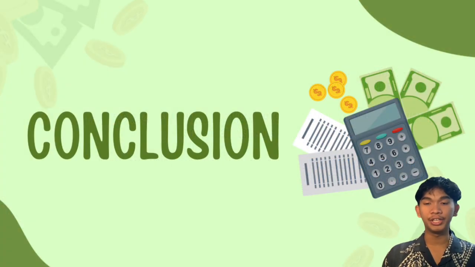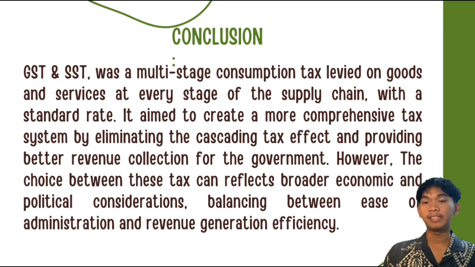So for the conclusion, GST is a multi-stage consumption tax levied on goods and services at every stage of the supply chain with a standard rate. It aims to create a more comprehensive tax system by eliminating the cascading tax effect and providing better revenue collection for the government. However, the choice between these taxes can reflect broader economic and political considerations, balancing between ease of administration and revenue generation efficiency.